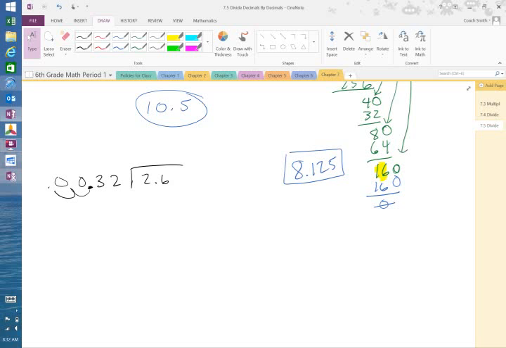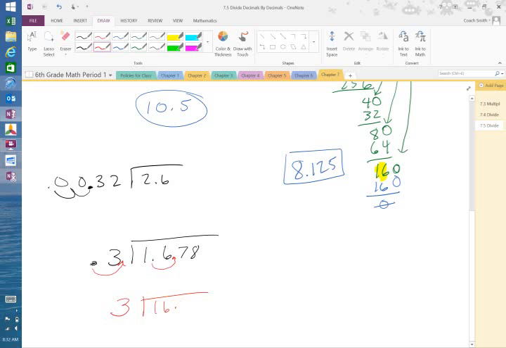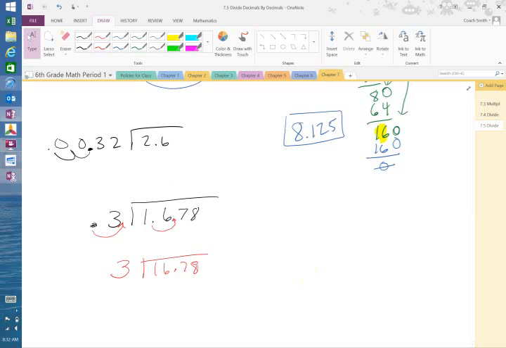No, you always move it. In other words, if you have, let's say you have 0.3 here, and on the inside you have 1.678. You move the decimal one place here, you move it one place there. So that would give me 3 into 16.78. So you can still have that decimal inside. Doesn't matter if there's 5, 6 behind the decimal inside, it's what's on the outside.